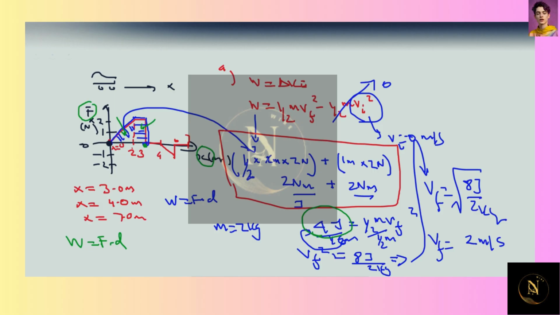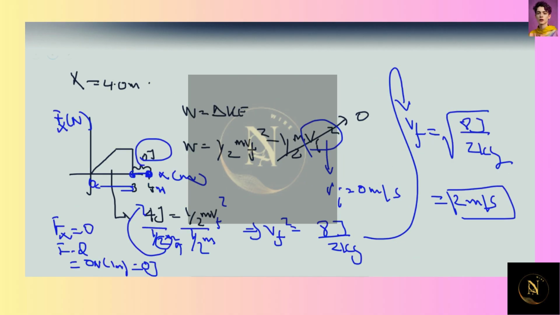We compare that to the work energy theorem. The initial kinetic energy happens to be 1/2 m v initial squared. The initial velocity is 0, so we're canceling that out. This is going to be 0 energy. So V final, as you can see, is just the square root of 8 joules over 2 kilograms. And that gives us 2 meters per second.